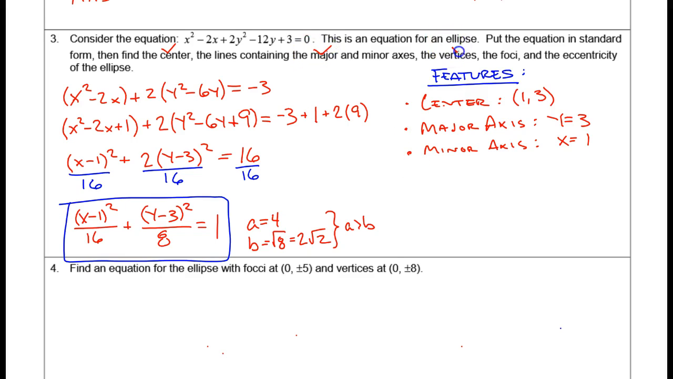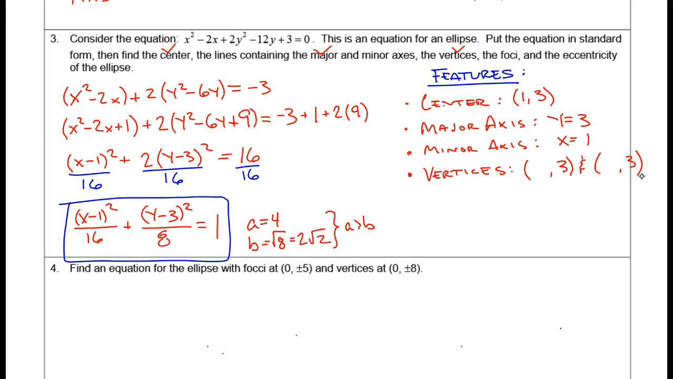Now we need to find the vertices. So the vertices, let's think about this for a second. The vertices are going to lie on the major axis, so on y equals 3. So they're going to have a y coordinate of 3. I can go ahead and fill that in right now.